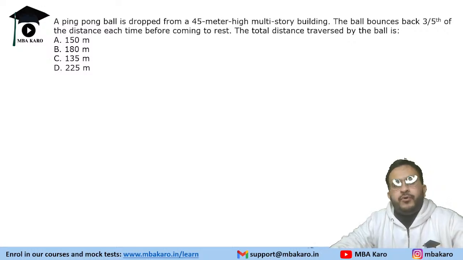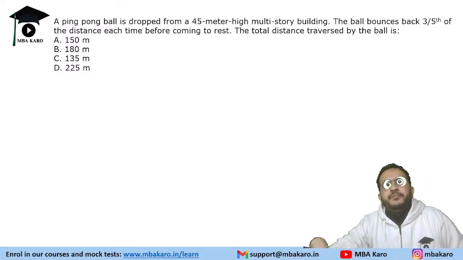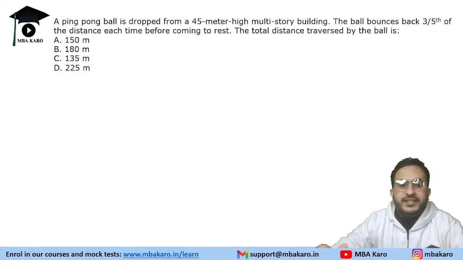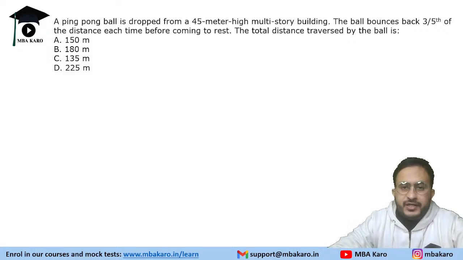A ping pong ball is dropped from a 45-meter high multi-story building. The ball bounces back 3/5 of the distance each time before coming to rest. The total distance traversed by the ball is.